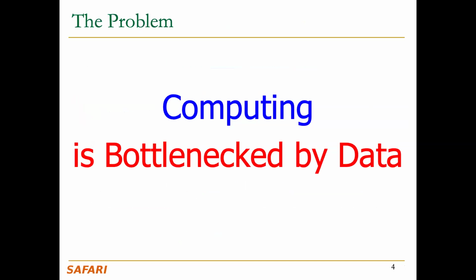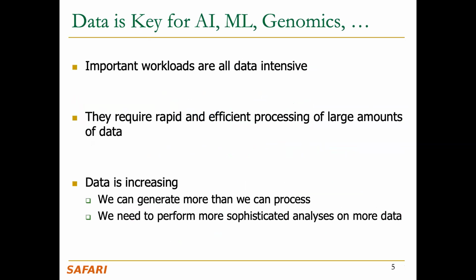But before we start, I think today it's very clear that computing systems we design today are bottlenecked by data. And data is really key for many, many applications. Important workloads are all data intensive. They require rapid and efficient processing of large amounts of data, and data is increasing. We can generate more data than we can process. We're seeing this in the machine learning domain. We're seeing this in the video domain. We're seeing this in genomics.